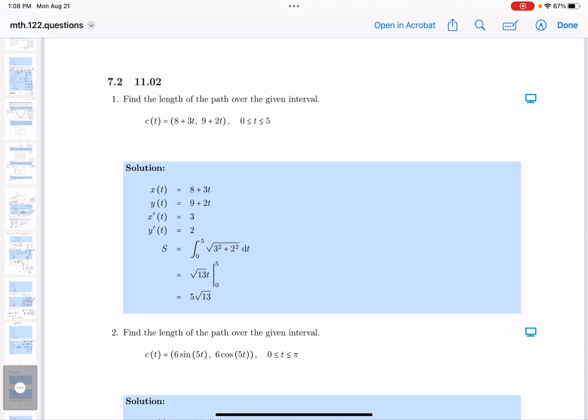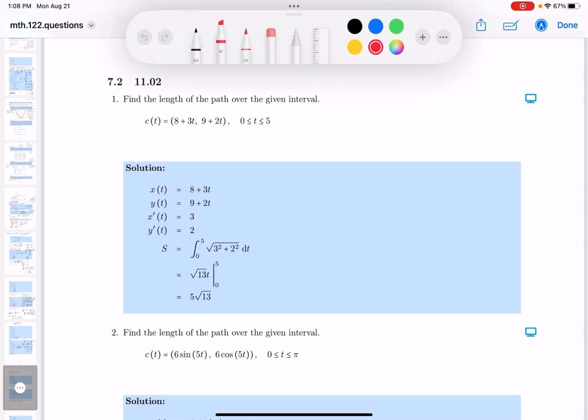Okay, problem number one, find the length of the arc over the given interval. Let me take a look at the problem first, and I want to point out that t is going to be between 0 and 5. So it's starting at the point where, when t is 0, x is going to be 8. And when t is 0, y will be 9.